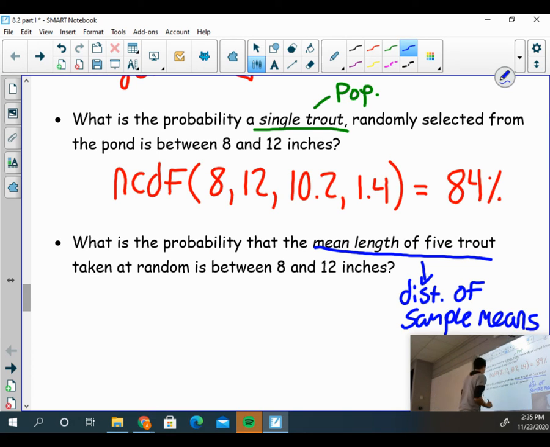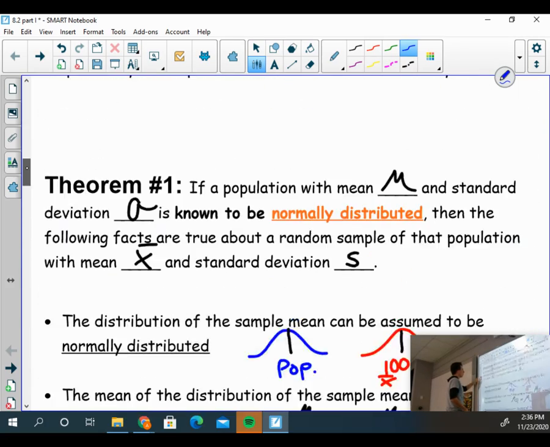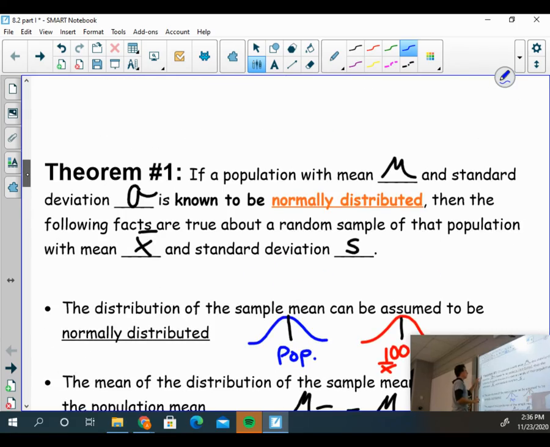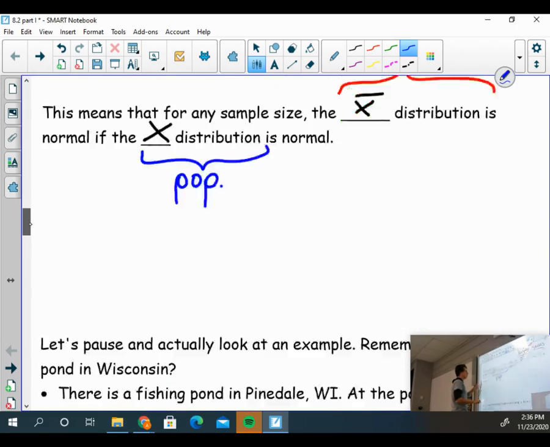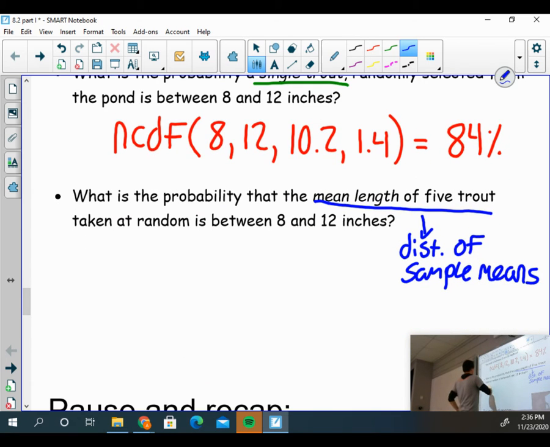Well, the distribution of sample means, is it normal? According to Theorem 1, consequence number 1, the distribution of the sample mean can be assumed to be normally distributed if the population is normal. Which means for us, I'm looking at the distribution of sample means. Can I use normal CDF? Yes, I can, because the population is normal, so the distribution of sample means is normal.